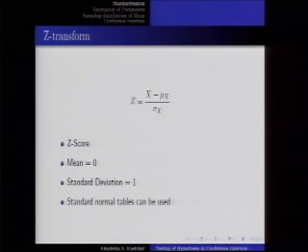And another reason for doing this is the central limit theorem.